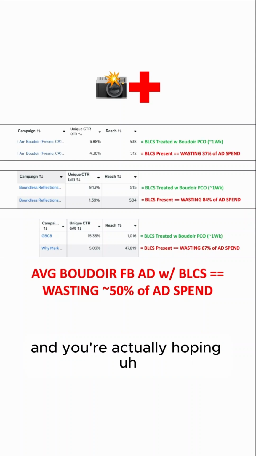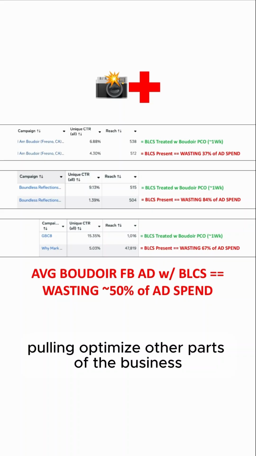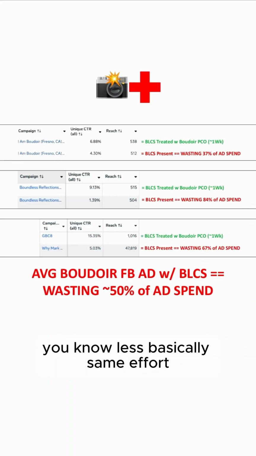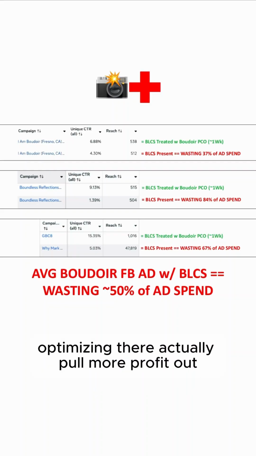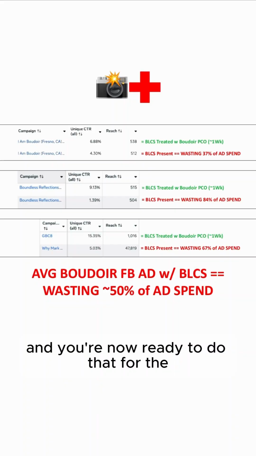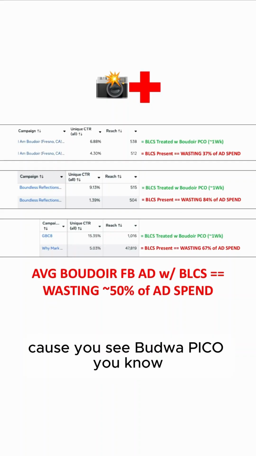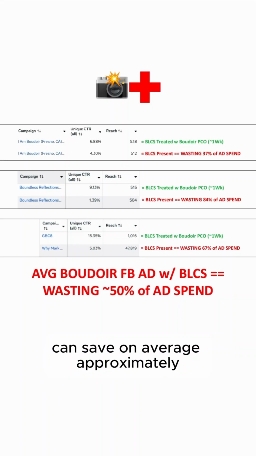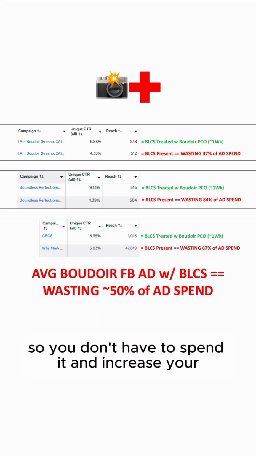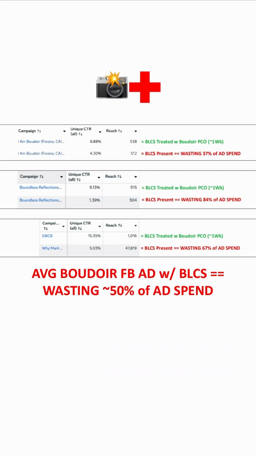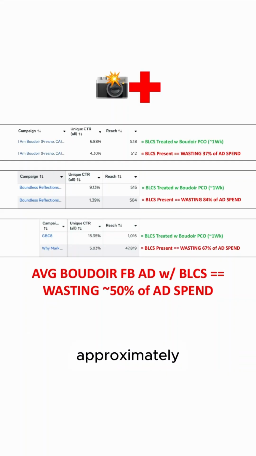And you're already optimizing other parts of the business. Same effort, more results, or less effort, same results. Optimizing there actually pulls more profit out. And you're now ready to do that for the Facebook ad part of your business, because you see that with Boudoir Pico you can save on average approximately 5K a month. Eliminate that wasted spend, put that back in your pocket so you don't have to spend it. So that'd be like 60K over the next 12 months approximately.